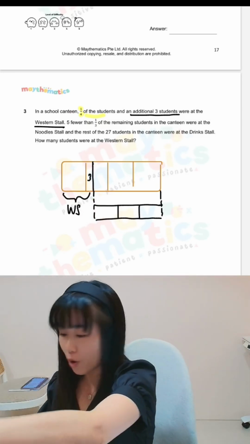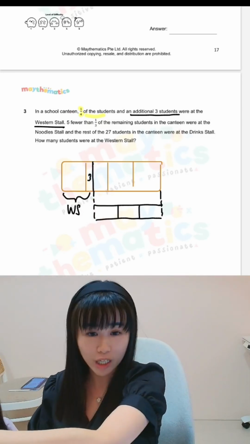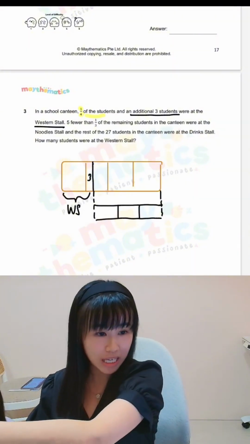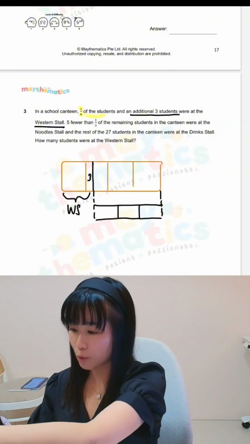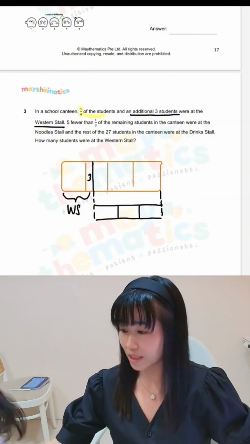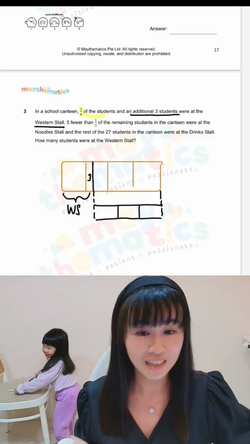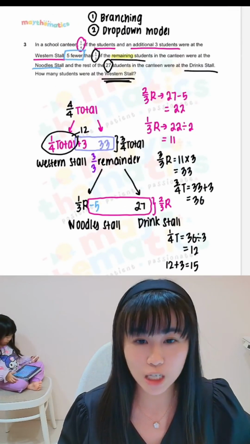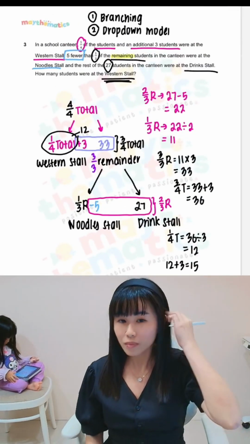Can you see that the model for this question is actually very, very difficult? Basically, you don't know how to draw. That's why I say for some questions, branching is better. So this one I don't recommend. I would strongly suggest you all still learn branching for this.